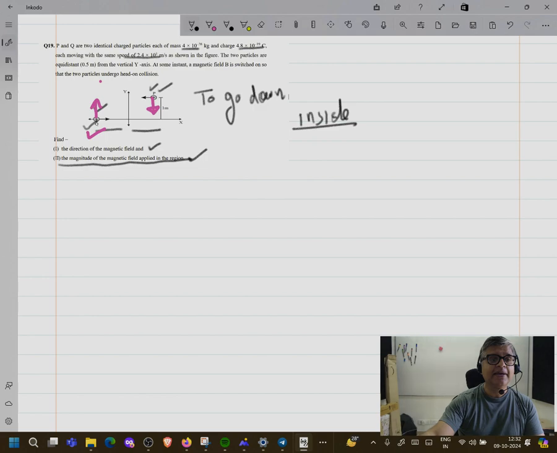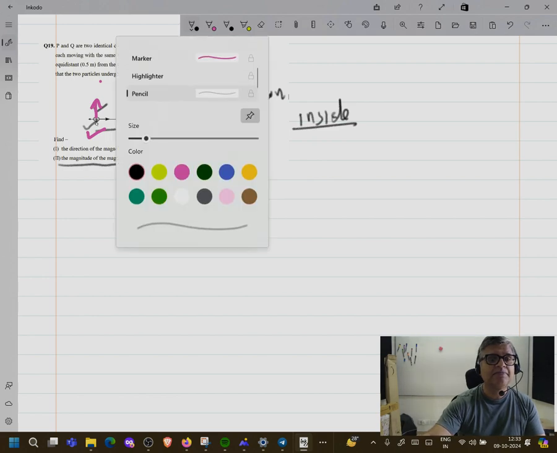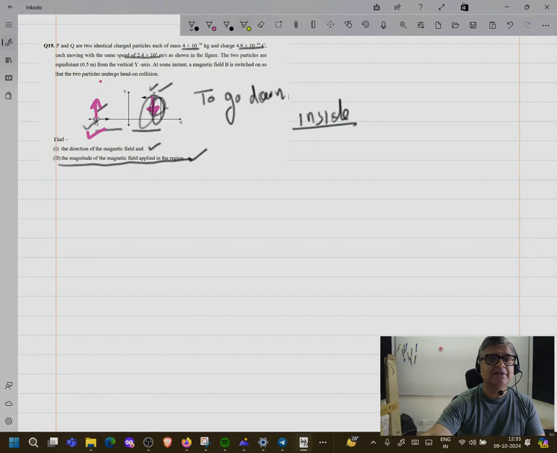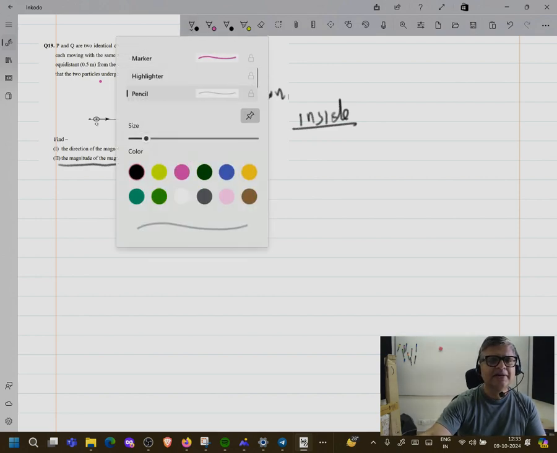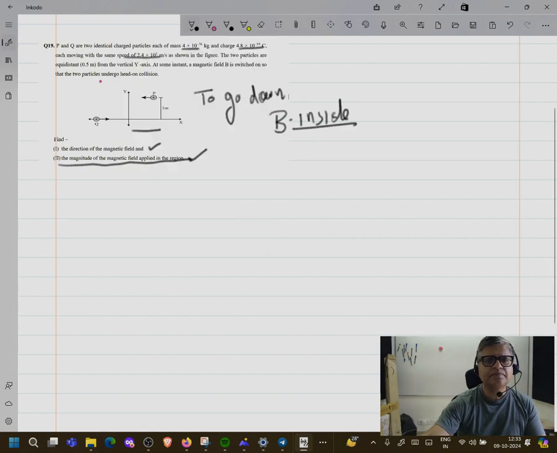Complicated. How will they know what is the magnitude of the field so that they strike each other? Okay, let me just rub off whatever I have written. Now we know the magnetic field is inward. We know the direction of B, but the magnitude of B is still not known. Now, if you remember, if a body has a velocity in the horizontal direction and it is exposed to a perpendicular magnetic field, right? Say this is the perpendicular magnetic field it is exposed to.